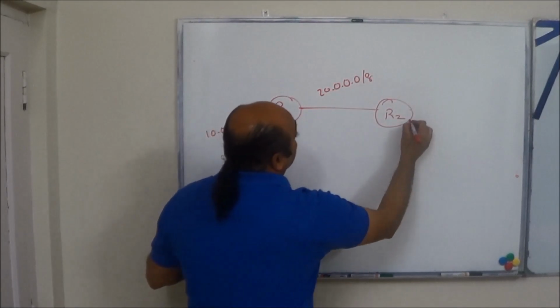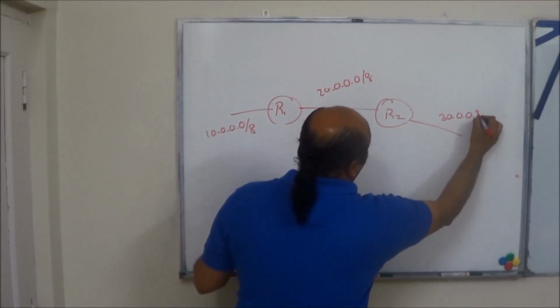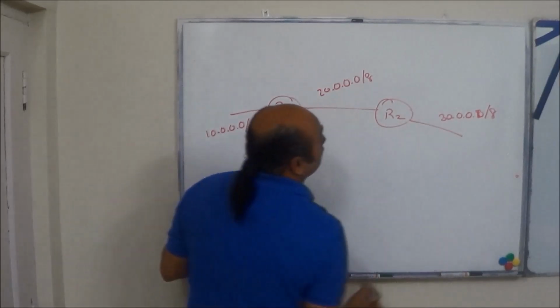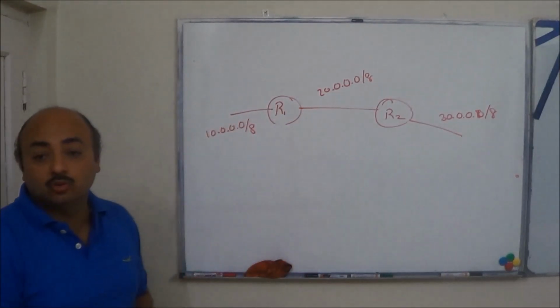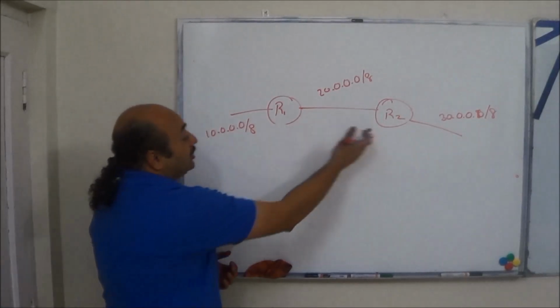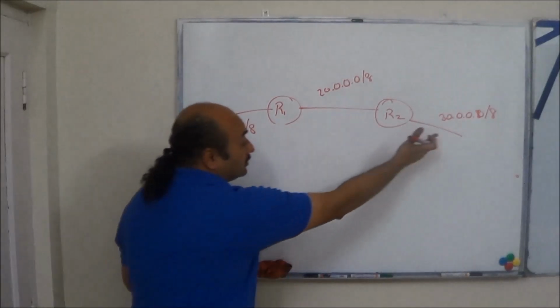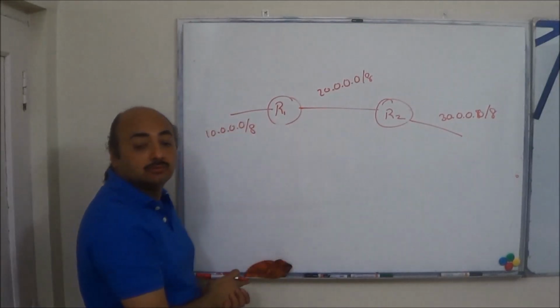20.0.0.0/8. What is this network? /8. Is there a loop here? There is no loop here. Right? So R2 will install 10 network with a hop count of 1, and R1 will install 30 network with a hop count of 1. Yes, sir. Fine.